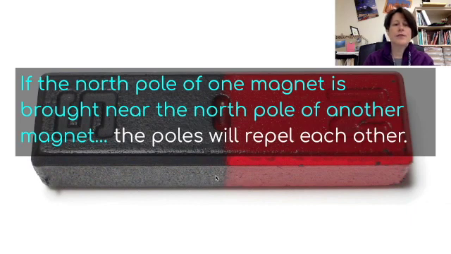Now, however, if the north pole of one magnet is brought near the north pole of another magnet, the poles will repel each other. So just like with like charges, like poles repel. So we have here north would repel north, south would repel south.